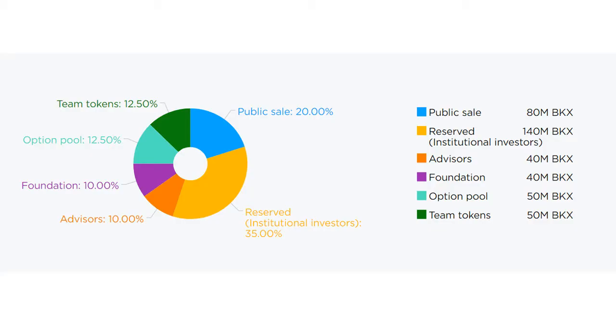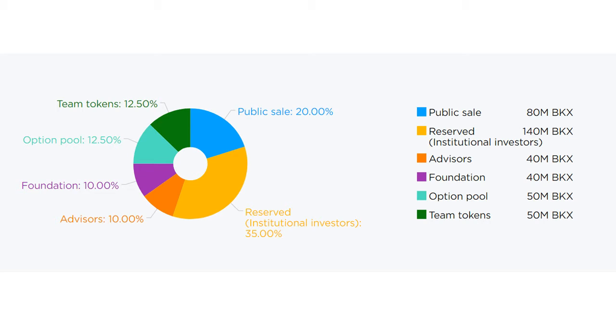So we can see the breakdown of the tokens and how they're going to be distributed. Team tokens will be 12.5%. Only 20% will be allocated to the public sale, which is a fairly low figure. 35% will be reserved for institutional investors. Advisors will receive 10%, foundation 10%, and option pool 12.5%.